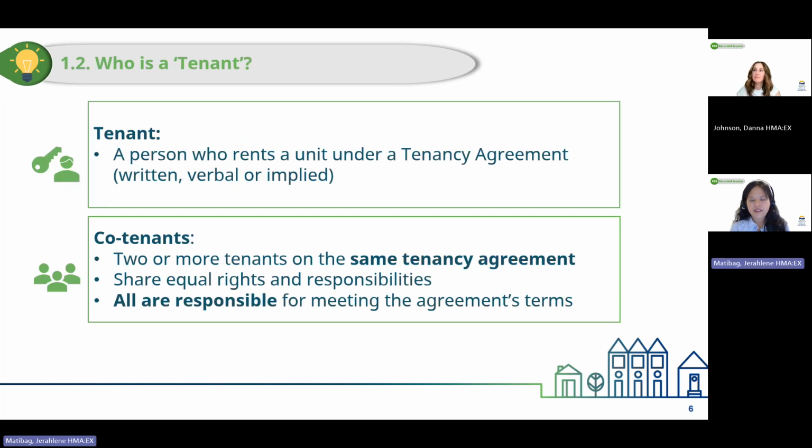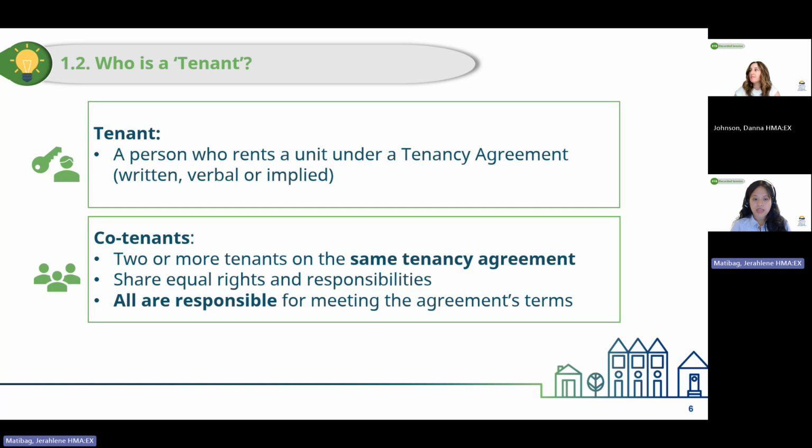Now, let's clarify who the law considers as a tenant. A tenant is someone who rents a place to live and has permission to be there. If you're living in the unit and paying the rent, the law will usually see you as the tenant. Sometimes more than one person can rent the same place together. Those people we call co-tenants, and they are in the same tenancy agreement.